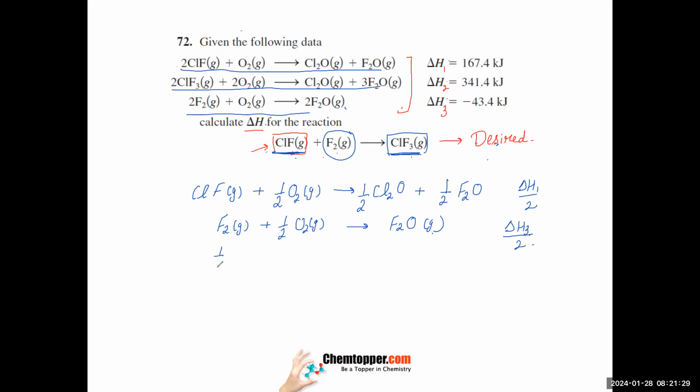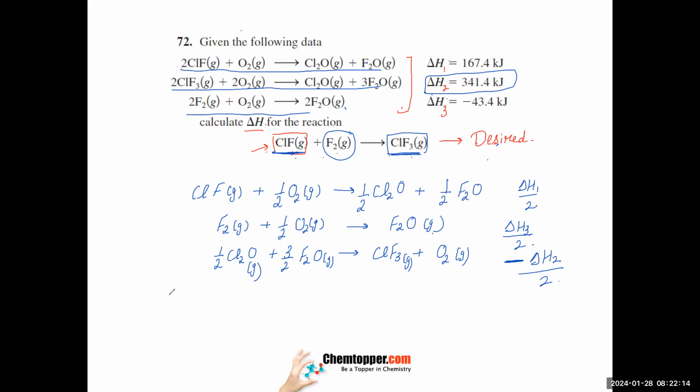So it becomes 1 by 2 Cl2O plus 3 by 2 F2O, giving you ClF3. Just focus on what you want, okay? The rest of the things will take care of themselves. When you add them, you will see the rest of the things will cancel out and you'll be left with your desired equation. So what is the operation we have done on delta H2? Minus, because you reversed the equation. So minus delta H2 divided by 2.